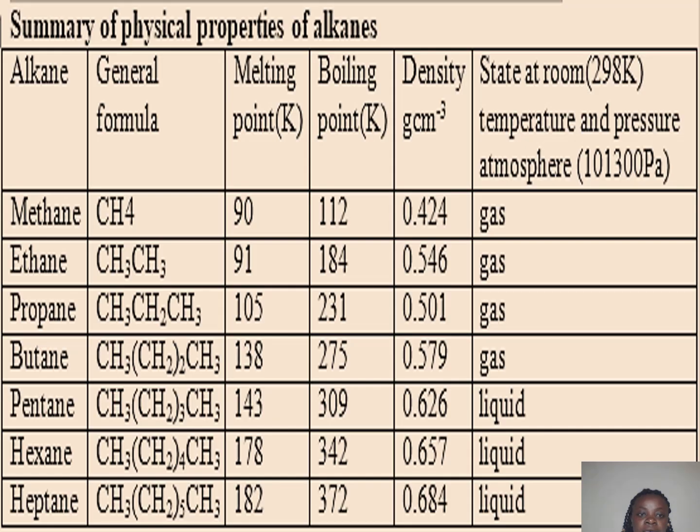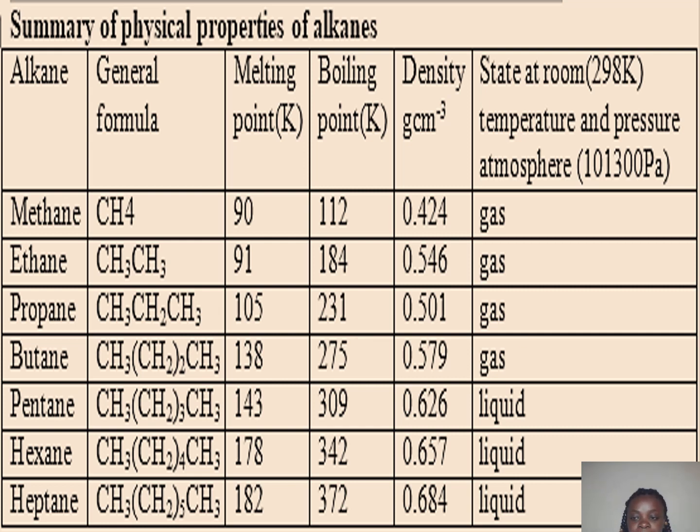This is a summary of the physical properties of alkanes. We can see the first 4 are gases, the next are liquids, and from the 11th alkane, those are solids. Then the density: you can see the first one is 0.4, 0.54, 0.579, 0.6. So it is increasing as the number of carbon atoms, or the carbon chain, increases. What about the boiling and melting points? The melting and boiling points also increase with the increase in intermolecular forces caused by the increase in carbon chain.